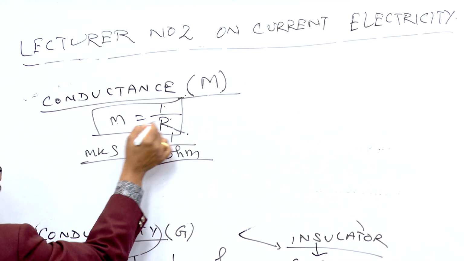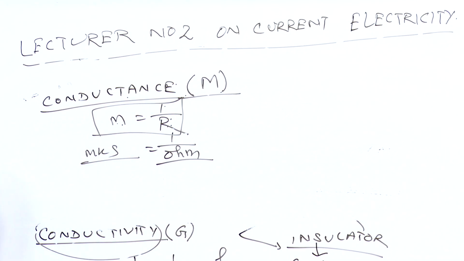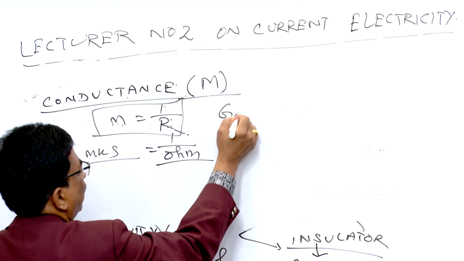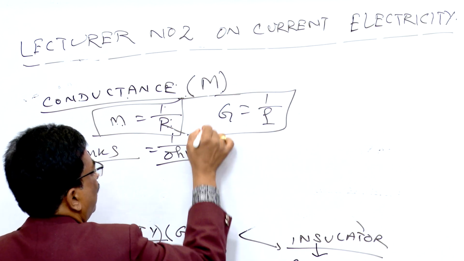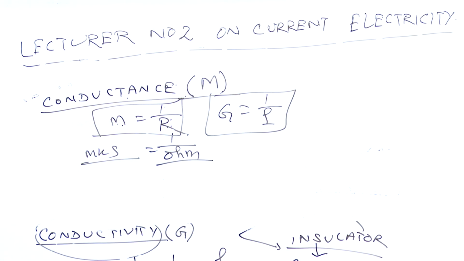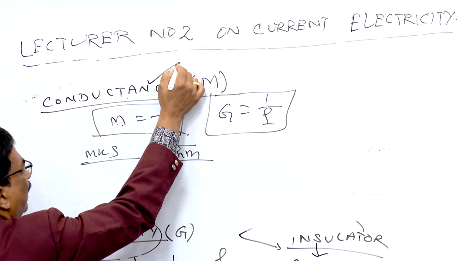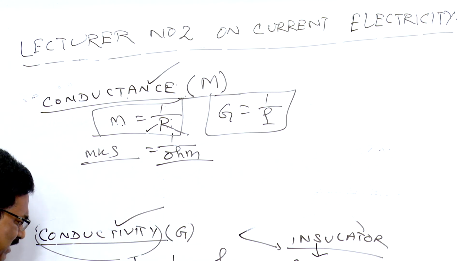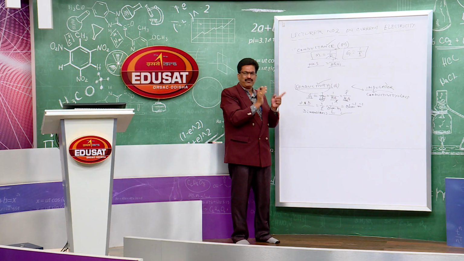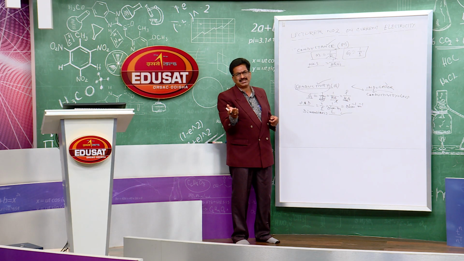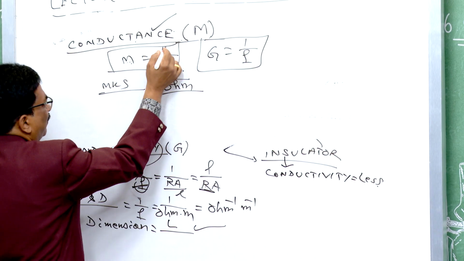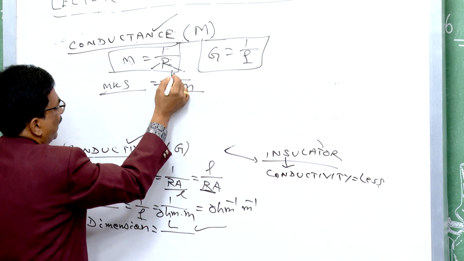So the reciprocal of the resistance is the conductance, and the reciprocal of the resistivity is the conductivity. G is equal to 1 by rho. So how will you remember these two? There is a formula for that. The conductance is related with the resistance, but the conductivity is related with the resistivity. If you remember that conductivity is the reciprocal of resistivity, and conductance is the reciprocal of resistance, then in the M case, that is 1 by ohm.